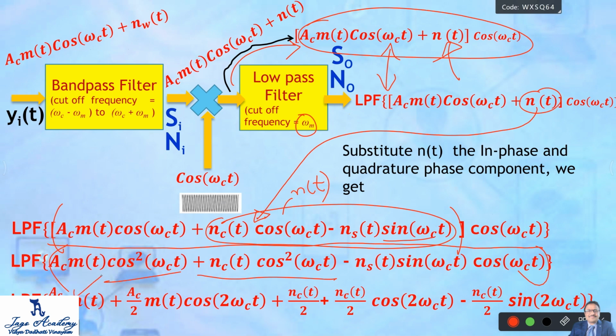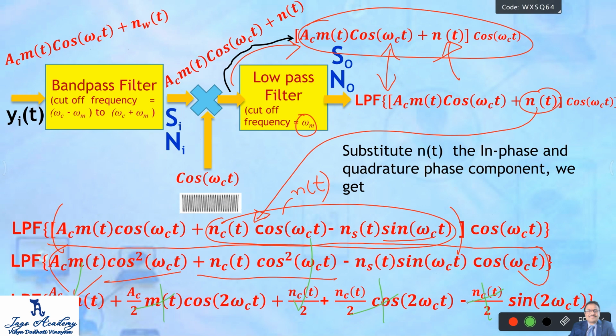Now can you tell me in this which components will be passed through the low pass filter and which components are not passed through the low pass filter? Tell me first whether this will be passed. Yes, this is pass. This will be fail. This will be pass. This will be fail. This will be fail.